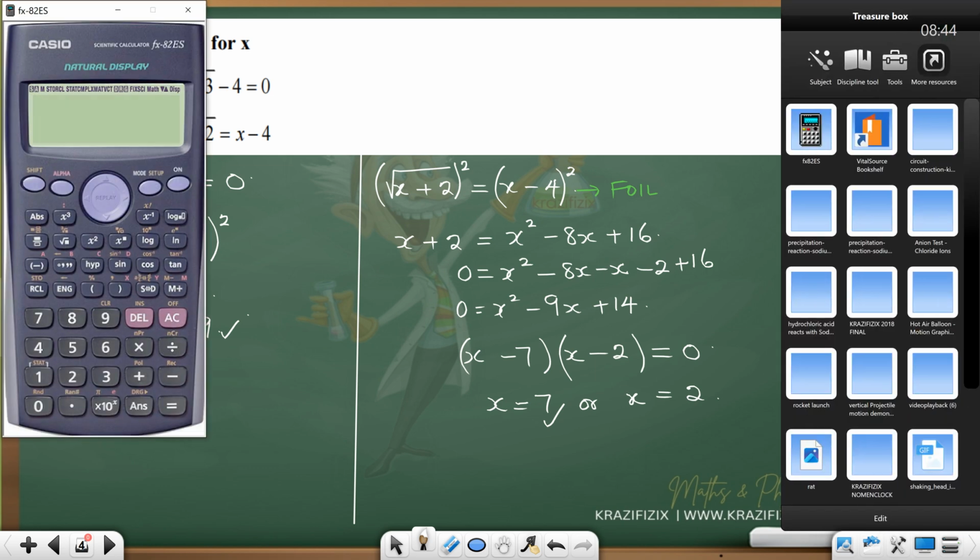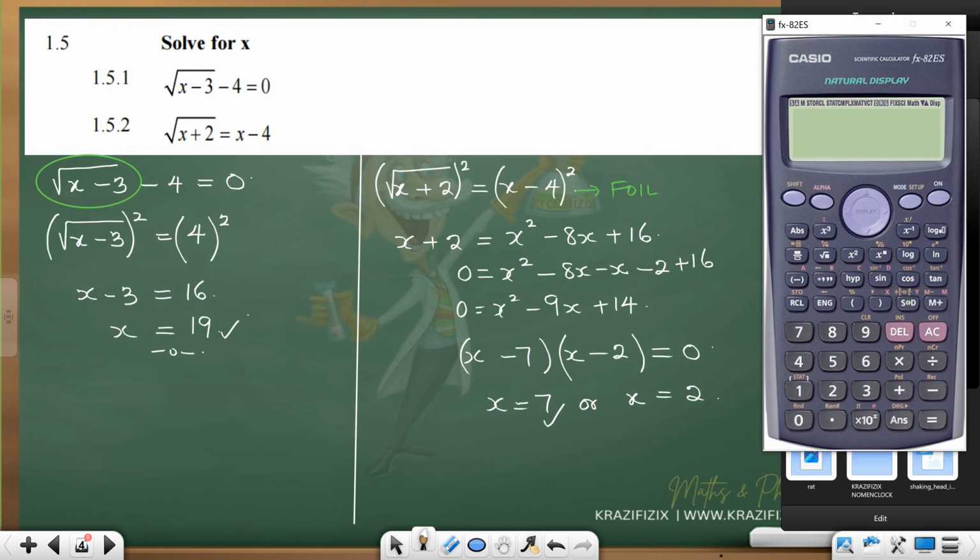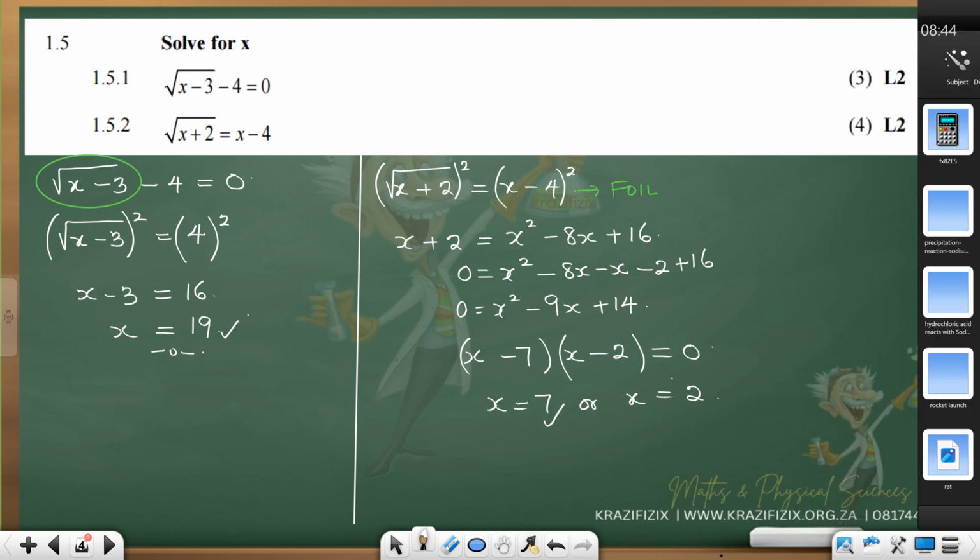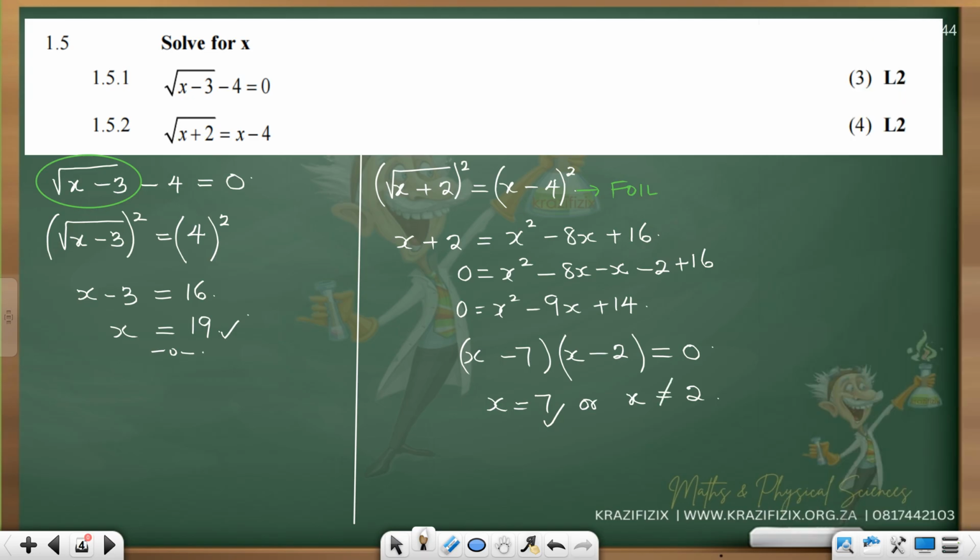What about 2? If I use 2, check. If I use 2, what would I have? Square root of 2 plus 2, right? Which is 2 on the left hand side. But if I go to the right hand side, 2 minus 4, negative 2. No, the left hand side is not equal to the right hand side. So I'll come here now and do that. X should not be equal to 2. That is my testing.